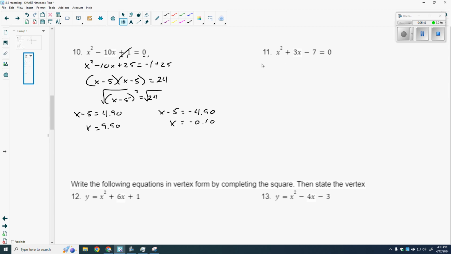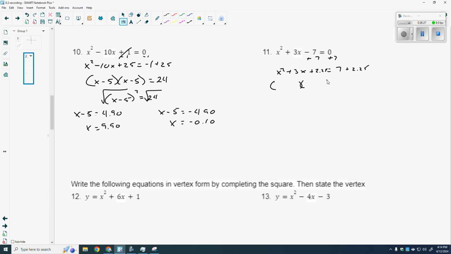Question 11. Is that 7 the right number? Nope. I add 7 to both sides. Let me start over. I'm going to slide down a little bit. We're going to add 7 here. We're going to add 7 here. Give myself a space. Divide by 2. I get 1.5. Square 1.5, and I get 2.25. So I'm going to add 2.25 here, and I'm going to add 2.25 here.